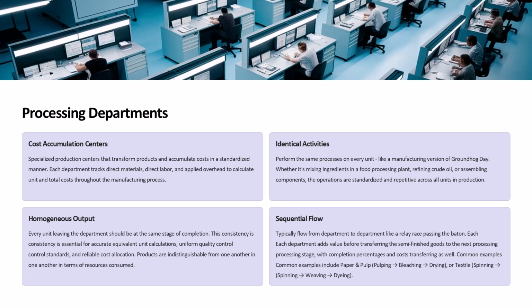Third, their output must be homogeneous. Every unit leaving the department should be at the same stage of completion. Fourth, they typically flow sequentially from department to department, like a relay race passing the baton. Imagine Frito-Lay's potato chip production. Washing department, slicing department, frying department, flavoring department, packaging department, each with its own cost accumulation. To learn accounting, you must do accounting. And in process costing, departments aren't just organizational units. They're the fundamental structure for tracking cost accumulation through the production cycle.